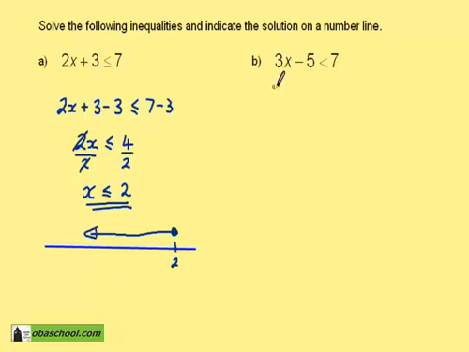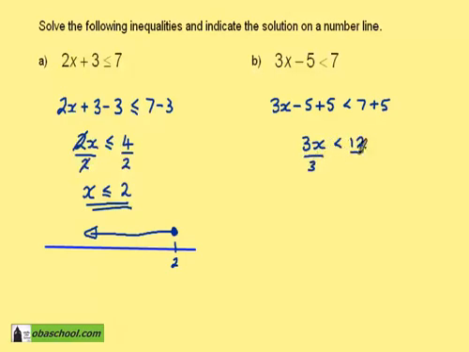We now have 3x minus 5 is less than 7. Start by adding 5 to both sides of the inequality. Obviously this line is here for explanation. It's not actually required. On the left we have 3x. On the right we have 12.